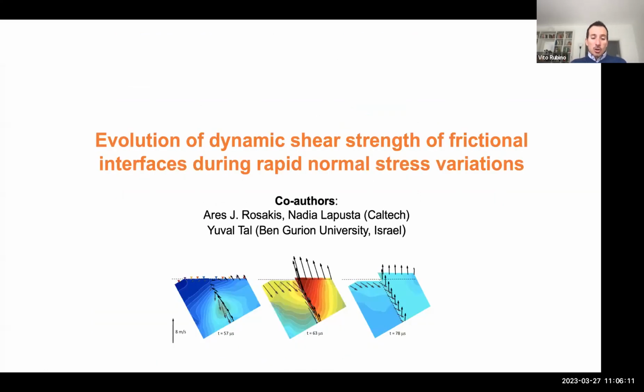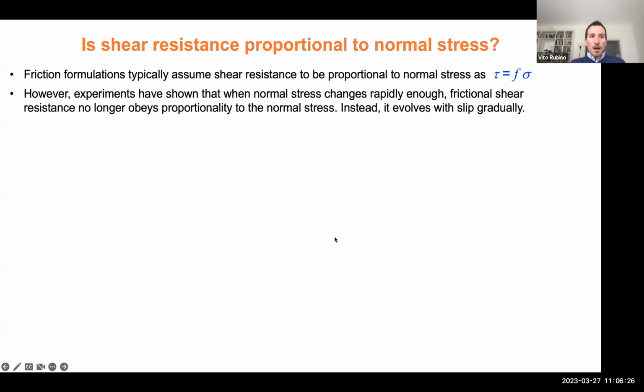So now let me switch to the case when the normal stress is not constant. This piece of work has been done in collaboration also with Yuval Tal, who used to be at Caltech and now is at Ben Gurion University in Israel. And the main question we want to address here is whether the shear resistance is proportional to the normal stress, as we have assumed so far.